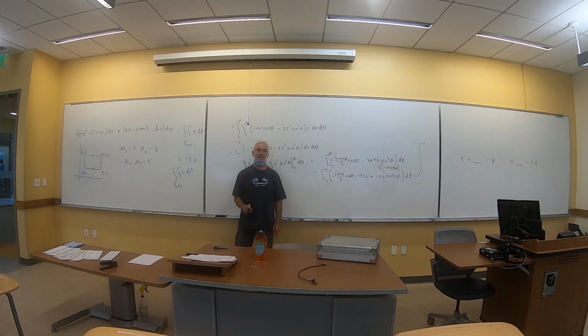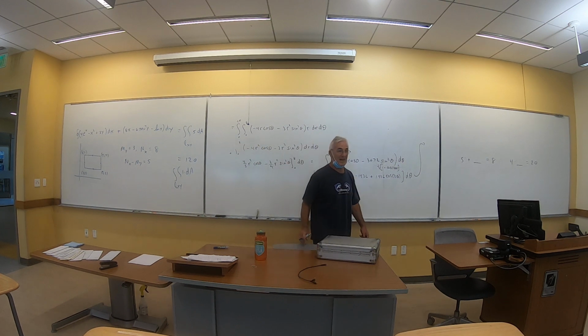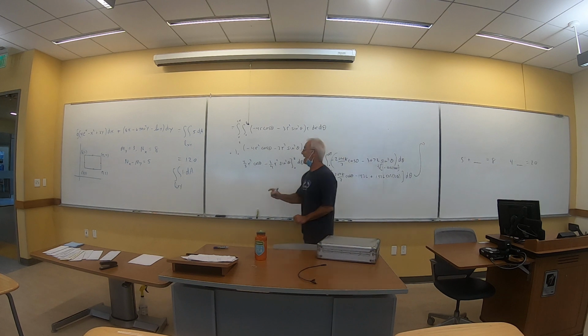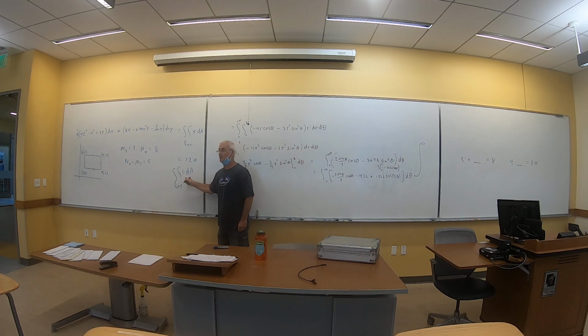But my region's a rectangle. That area is a constant. If my integrand was not a constant, no, I have to integrate. There's no way around that. But my integrand was a constant, and my region was a rectangle. So the answer to this question is the area of my region times the constant. Can you do that? That's what you should do.